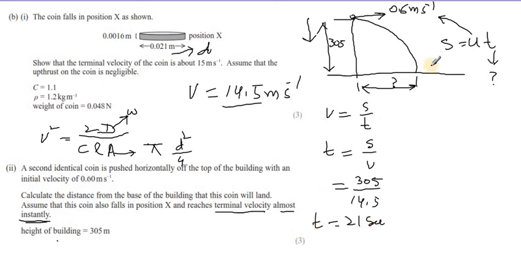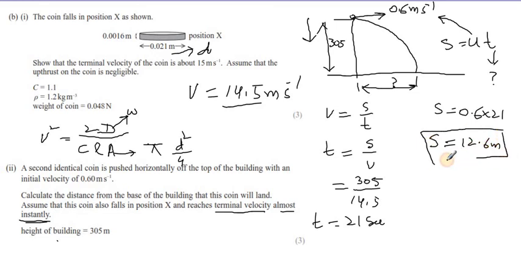And I can use this time in my equation for horizontal distance. So S is equal to U. In this case, U, I'm going to take horizontal velocity, which is 0.6, I guess. Yes, 0.6 times time, and time is 21 when you solve this. So S is equal to 12.6 meter. This is the distance of the coin from the base of the building.